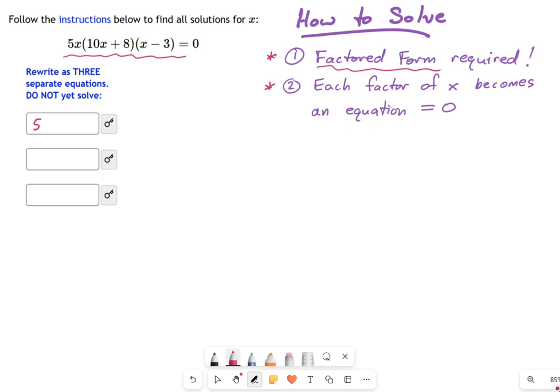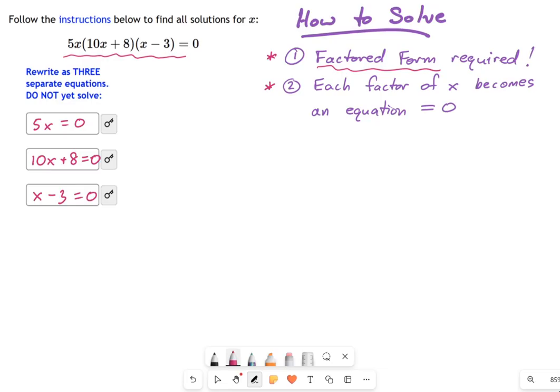So what does that mean? That means 5x equals 0, right? That was the first factor on the left. The next factor is 10x plus 8, and that sets itself equal to 0 also. And the last one is x minus 3 equals 0. So if you see 3 x's in your factored form, you're going to have 3 equations. If you saw 10 x's, you would have 10 equations. These things just keep on growing with the number of factors.